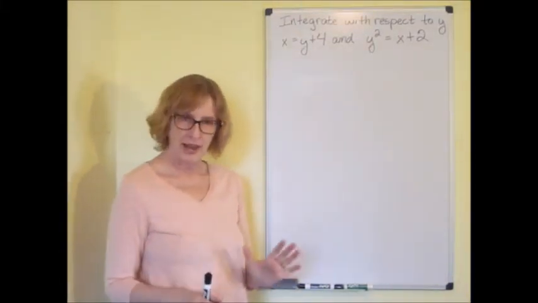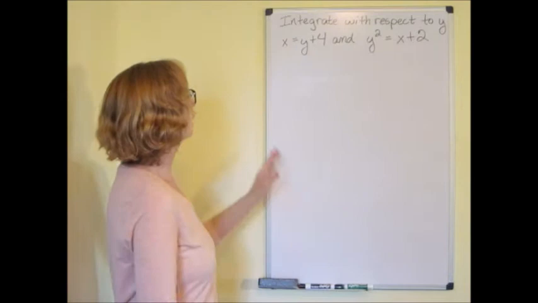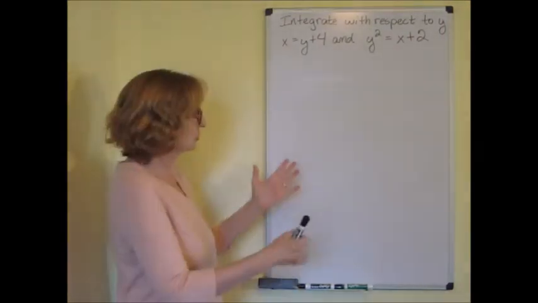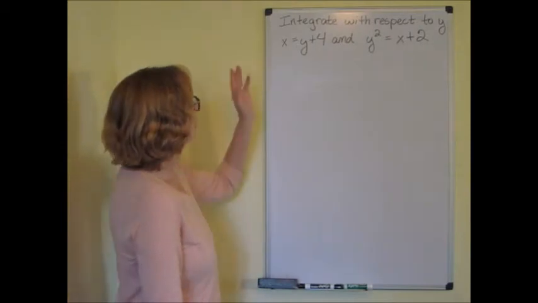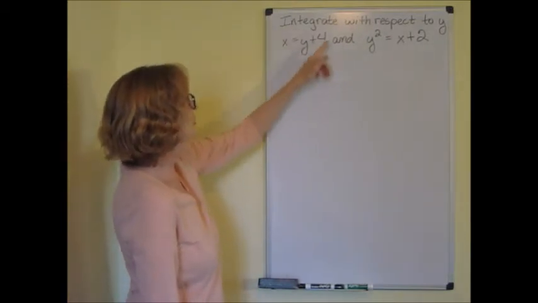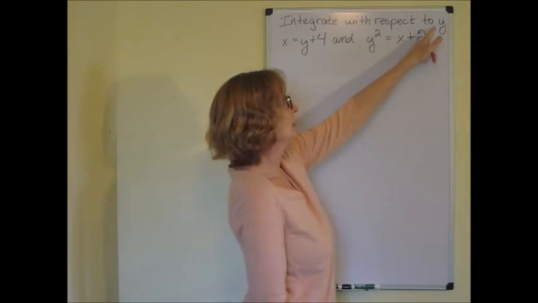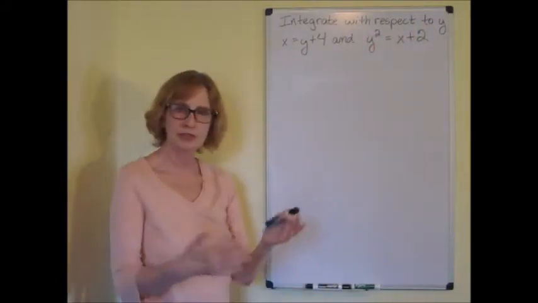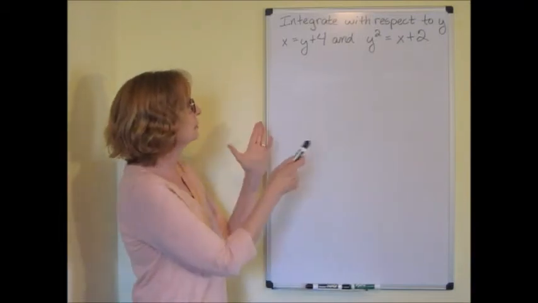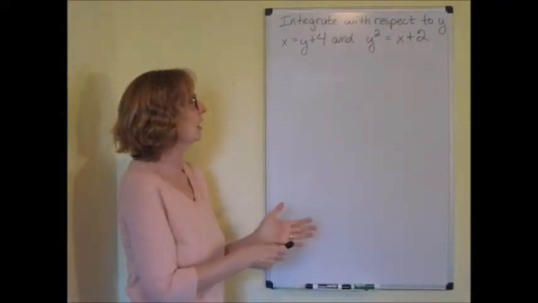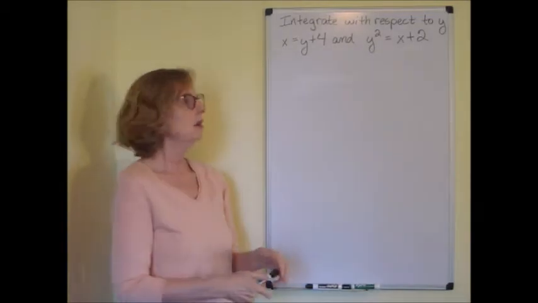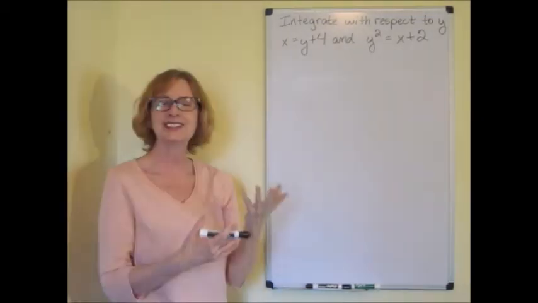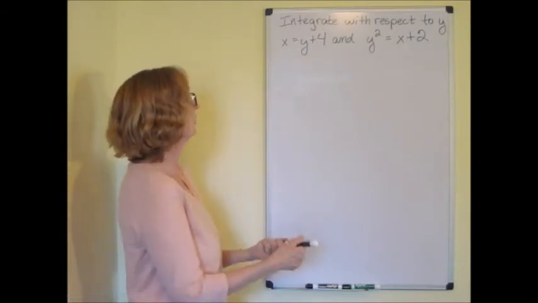For our last example in this section, again, we're going to find the area between these two curves, between these two graphs. But notice the directions. It says integrate with respect to y. Usually we are integrating with respect to x using dx. This time they want you to integrate with respect to y, so we have to use dy. What that means is that we're going to want to solve each of these equations. Instead of solving for y, we're going to solve for x.